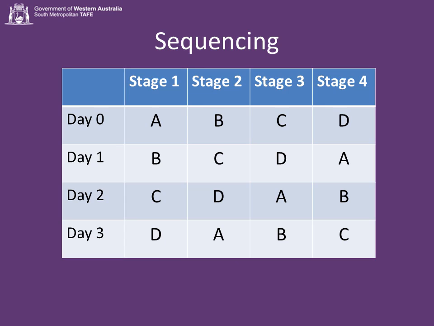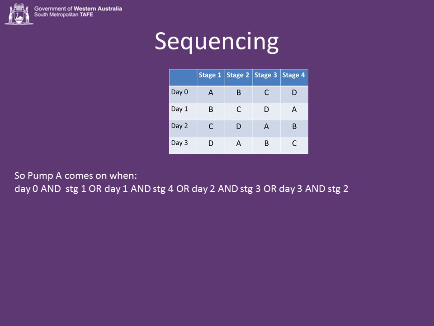To sort out the sequencing, we return to the fundamentals of programming, and we write a sentence explaining when the output comes on. So pump A comes on when day 0 and stage 1, or day 1 and stage 4, or day 2, stage 3, or day 3 and stage 2. Writing this out, we just get this sentence.